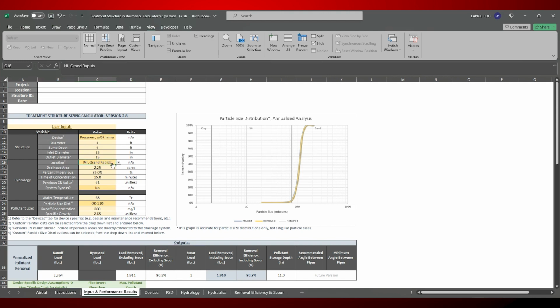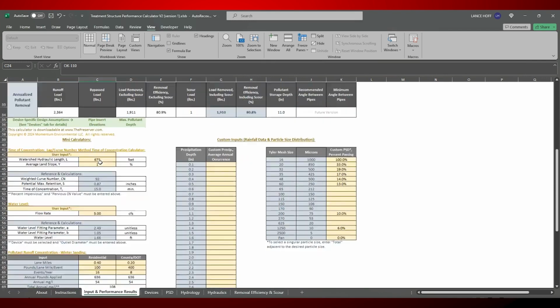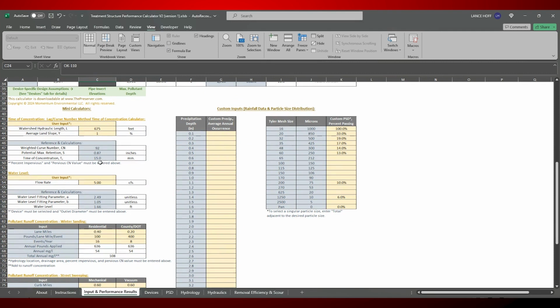Darker input cells contain drop-down lists, with the hydrology location and particle size distribution lists also containing an option to input custom data. Once the design data is entered, the structure dimensions are simply adjusted until the target removal efficiency is met. Many calculators are also included on this tab should the user desire additional design data for time of concentration, water level, or pollutant loading. Inputs for custom precipitation and particle size distributions can also be entered on this tab.